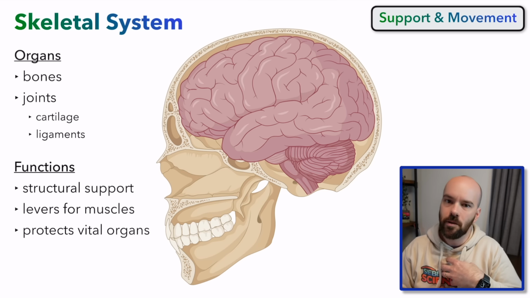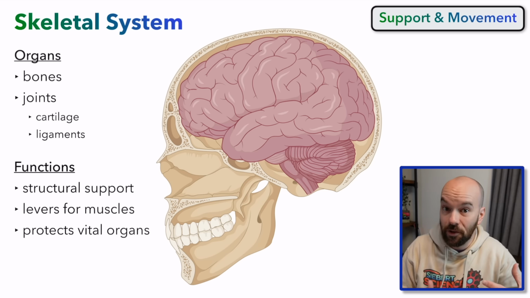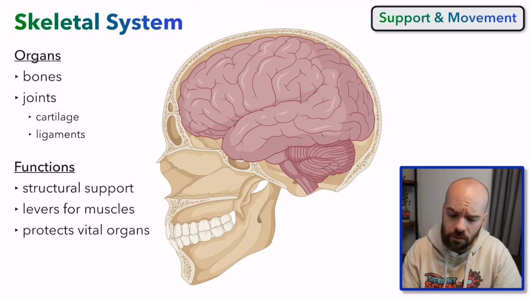Similarly, we have the ribs, which protect our heart and lungs. We also have the pelvis that'll protect our pelvic organs, our reproductive organs, and all of that. So protection is an important part of the skeletal system.